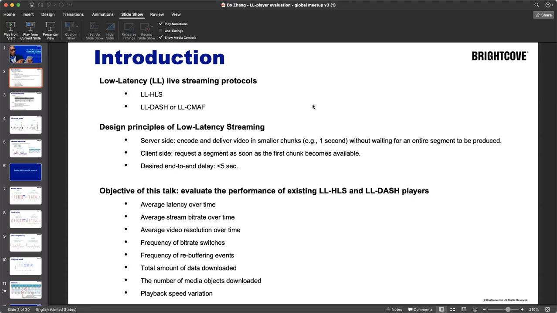The objective of our work is to evaluate the performance of existing low latency HLS and low latency DASH players. We evaluate the players using the following performance metrics: the average latency, stream bitrate, video resolution, frequency of bitrate switches, frequency of rebuffering events, the total amount of data downloaded, the number of media objects downloaded, and the variation of playback speed.